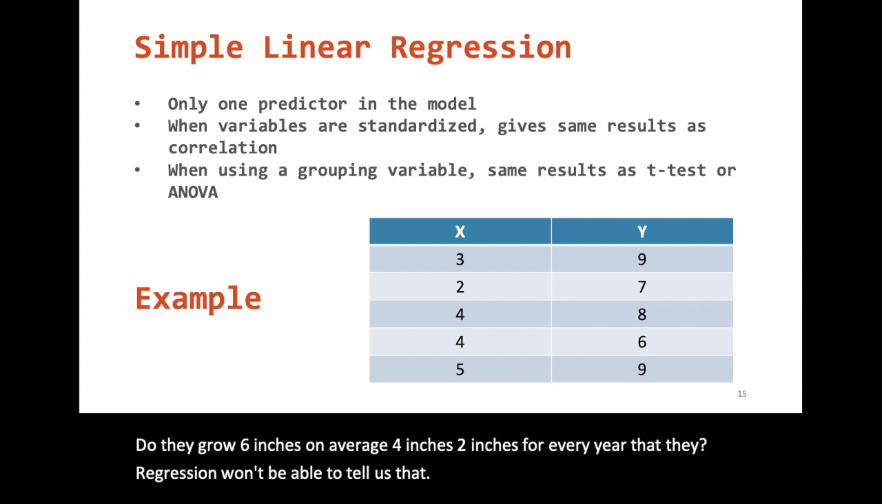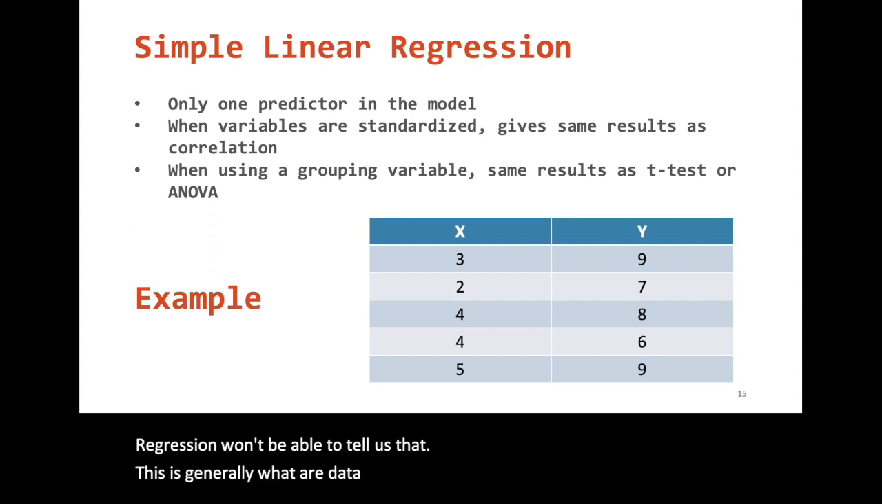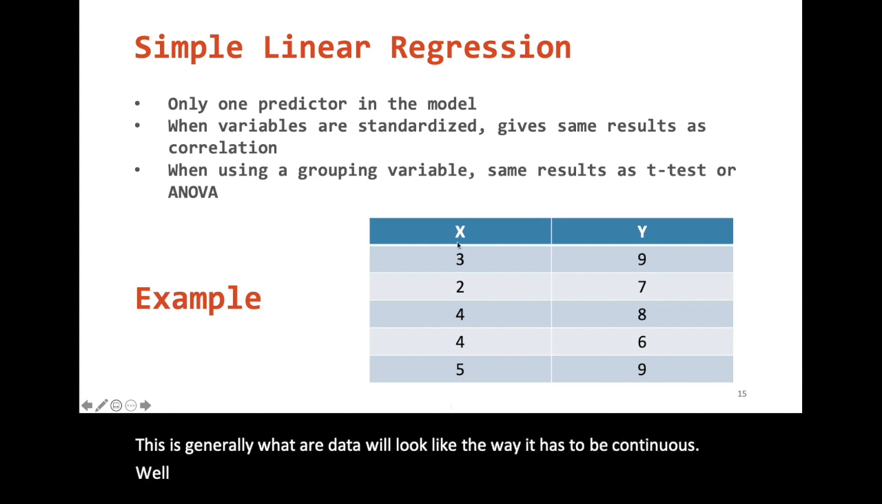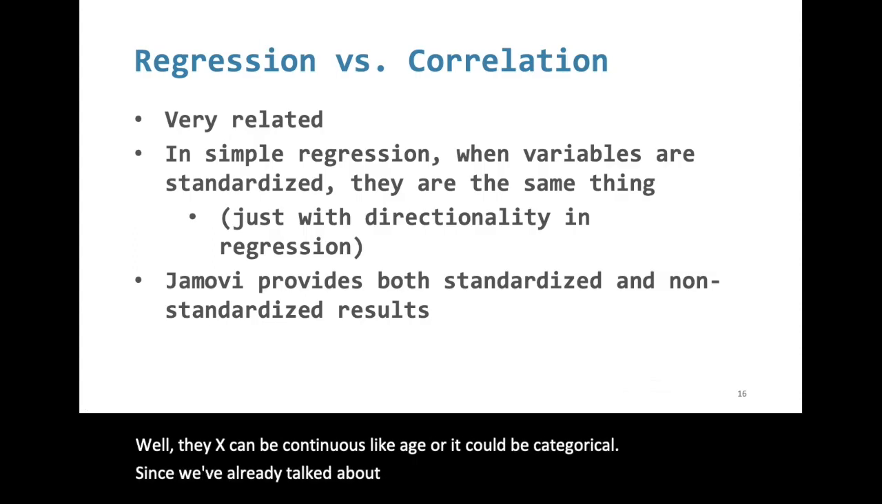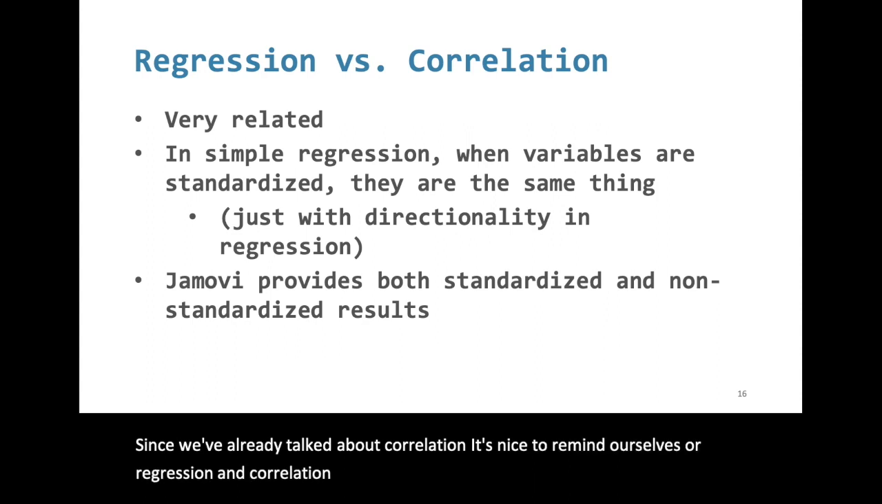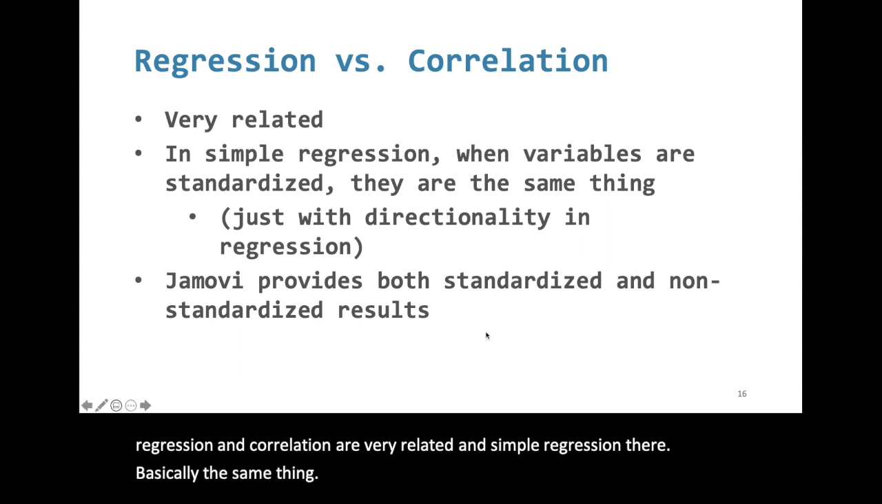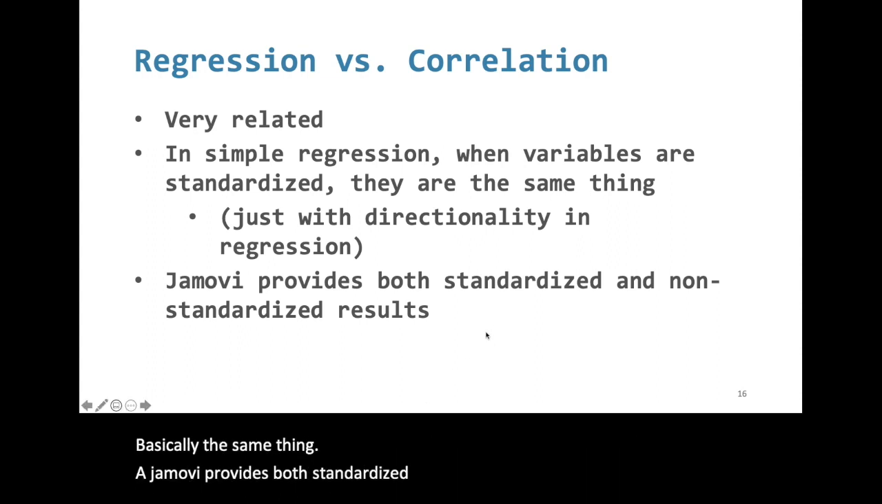This is generally what our data will look like. The y has to be continuous, while the x can be continuous like age, or it could be categorical. Since we've already talked about correlation, it's nice to remind ourselves that regression and correlation are very related. In simple regression, they're basically the same thing. Jamovi provides both standardized and non-standardized results, so we can get both of those with just a few clicks of the button.